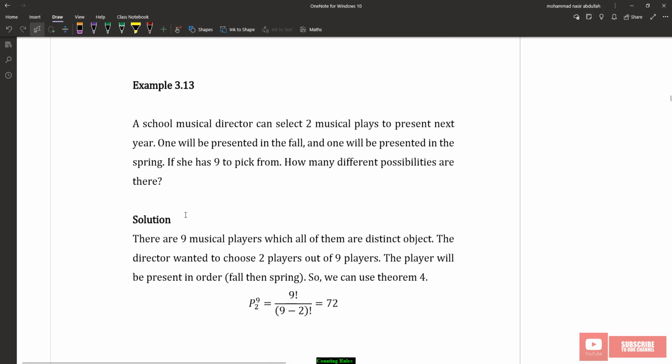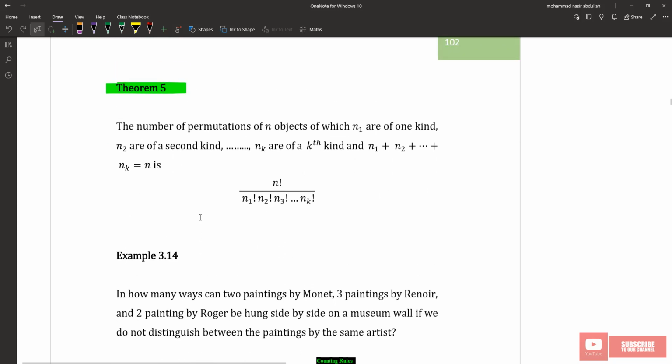Let's look at example number 3.13. A musical director can select 2 musical plays, right, to present next year. One will be presented in the fall and one will be presented in spring. It means that it should be in order, fall and spring. And if she has 9 to pick from, how many different possibilities are there? So 9P2, right, should be equal to 72. Right, very simple question.